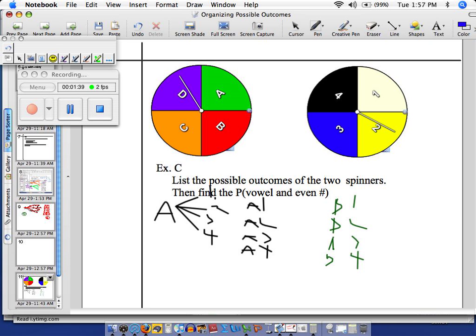Okay, and then how about with this third option? It could go C. Okay, there we are. Those are my four options for the C's. And then lastly, it could go on D.